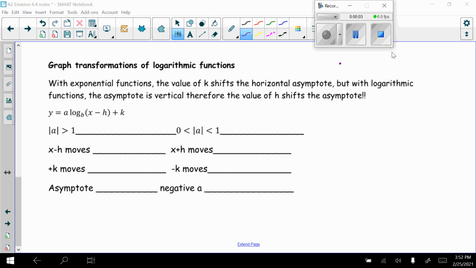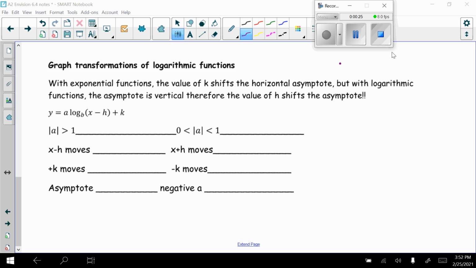All right, today in Algebra 2, we're going to look at the second day of 6.4. We're going to talk about graphing logarithmic functions with transformations. So remember, with exponential functions, the value of k shifts the horizontal asymptote. But with logarithmic functions, the asymptote is vertical, therefore the value of h is going to shift our asymptote.